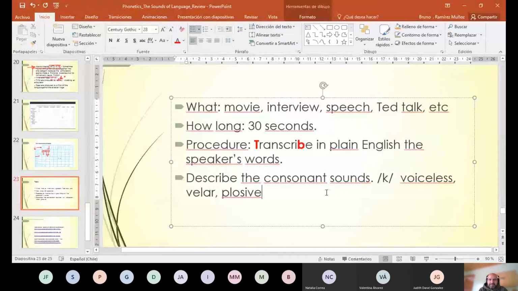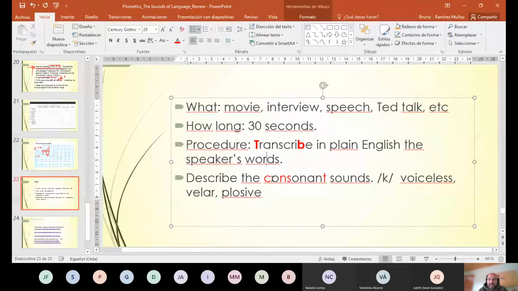For example, let's suppose that you're describing this one. So consonant. So you are going to describe k. You're going to describe n. You're going to describe s. You're not going to describe n again because you already described this one here. And you're not going to describe this one again, but you're going to describe t. Okay? You're going to describe these consonant sounds.